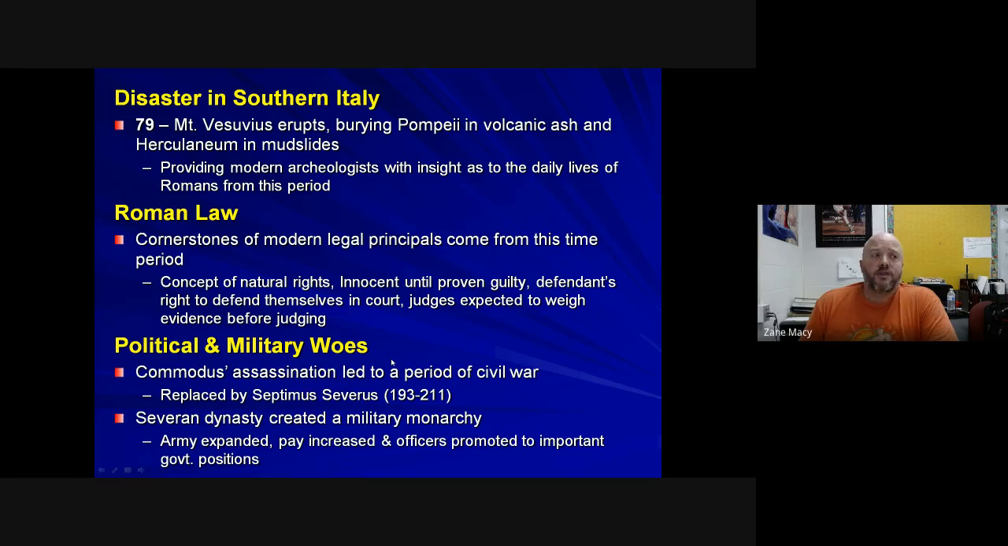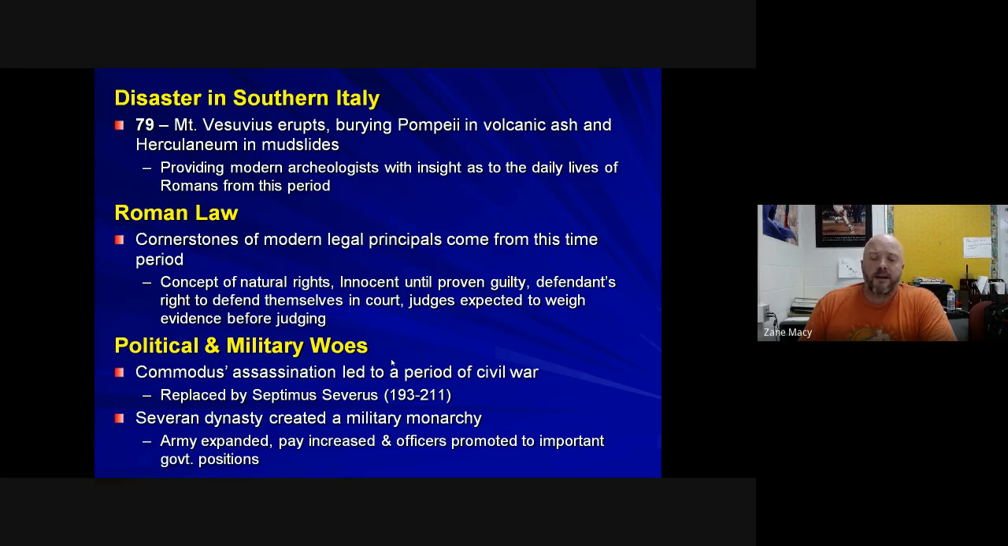Now, as we get farther into the imperial period, again, you're going to see problems with corruption that are going to lead to issues both politically and militarily. When Marcus Aurelius' son Commodus ends up being assassinated, you have a period of civil war. He ends up getting replaced by a man named Septimus Severus. The Severan dynasty ended up being a military monarchy.